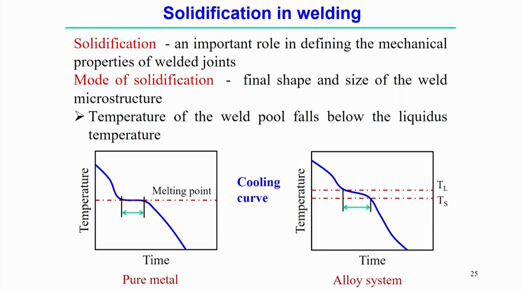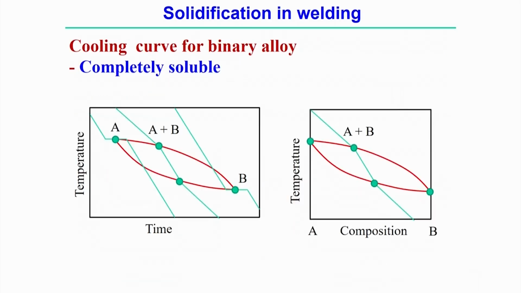So, unlike a pure metal, the phase transformation from liquid phase to solid phase does not happen at a single temperature, rather it happens over a range of temperature. Within this range, the phase change happens from liquid to solid phase, and these are the typical cooling curve or time temperature cycle for an alloy system. With this basic understanding of the cooling curve, we will try to explain the solidification behavior in the case of the welding process.